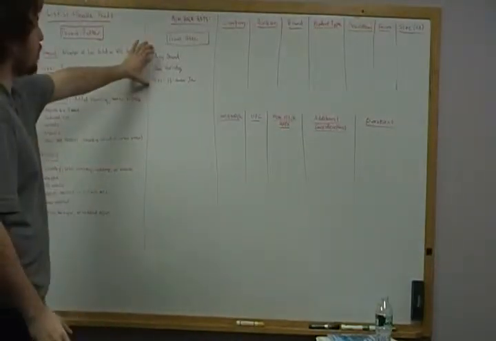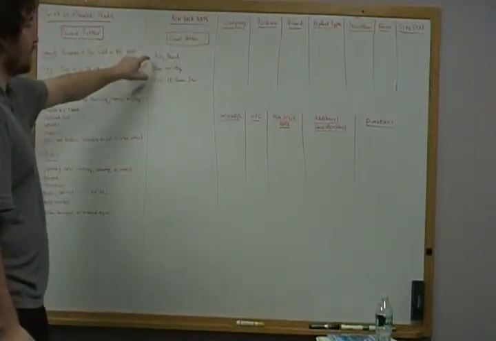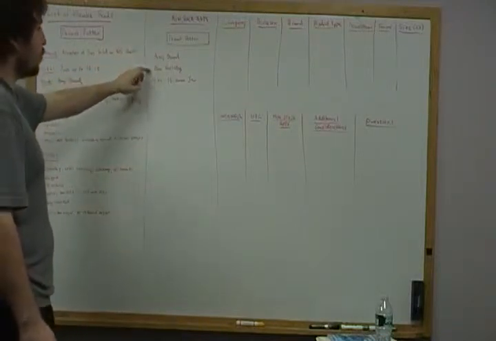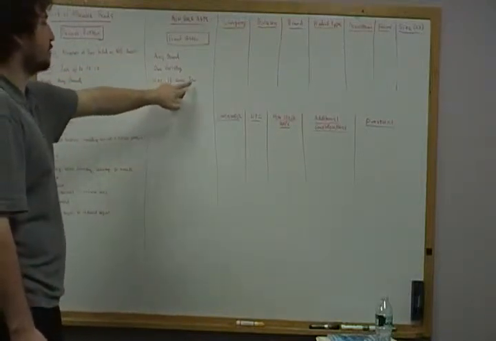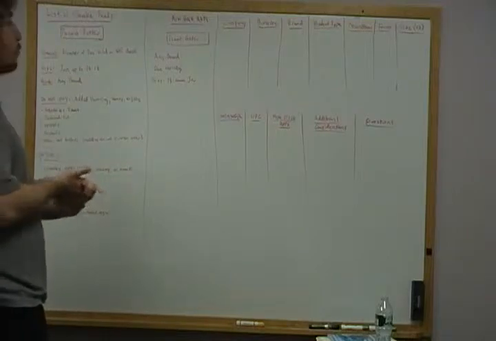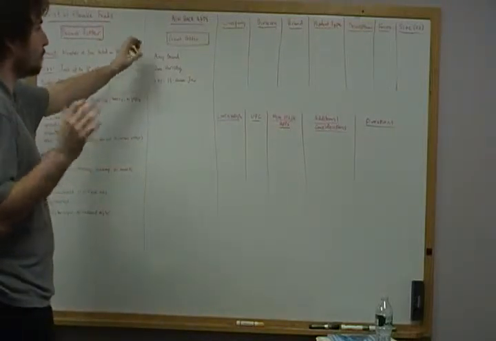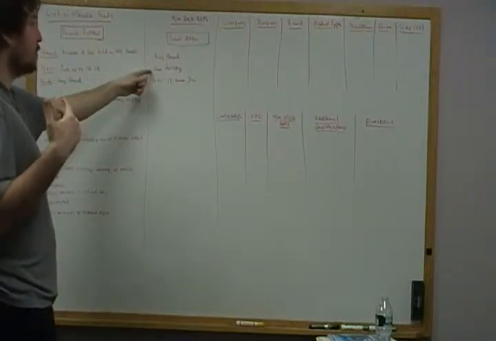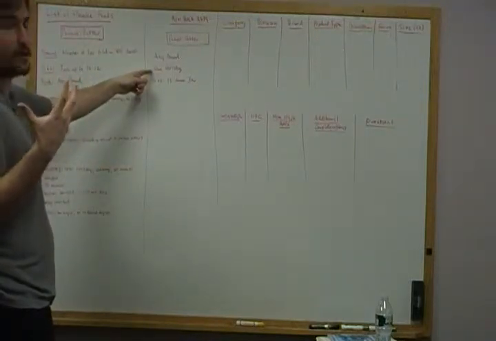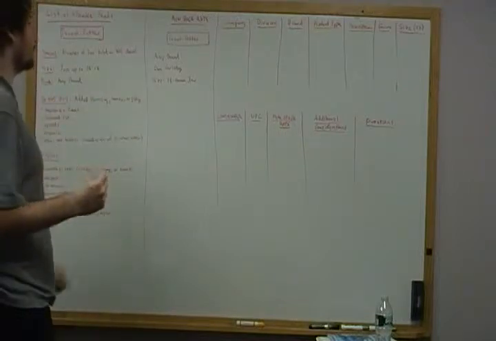Okay, so for the minimum stock requirements under peanut butter, it says any brand, one variety, size 18-ounce jar. Okay, that's pretty self-explanatory. They say any brand, one variety of peanut butter is okay to hold, and size 18-ounce jar.